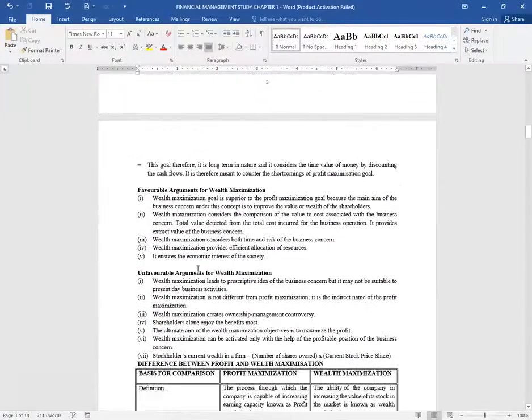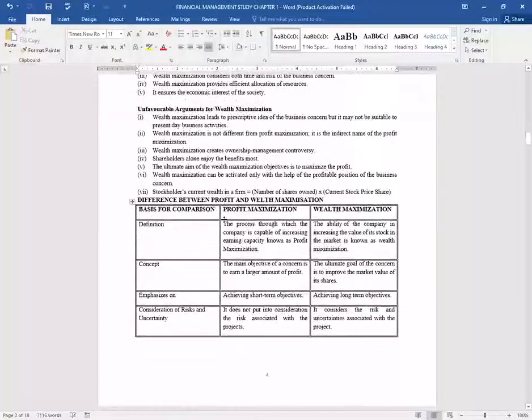These are things you'll be able to get in these notes, and you can go through the favorable arguments of wealth maximization. I've even given you most of them. And then we have these differences. You really need to go through them. It's very important that you go through them from your handout.